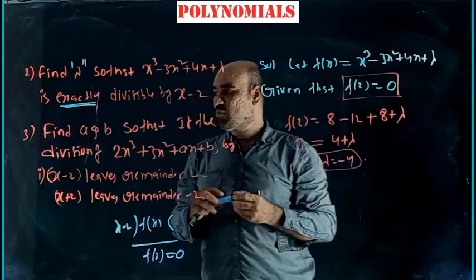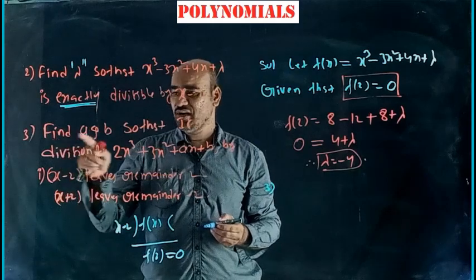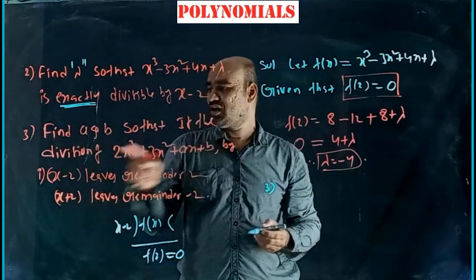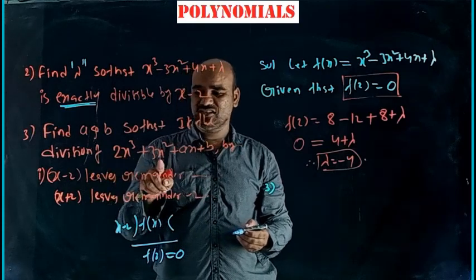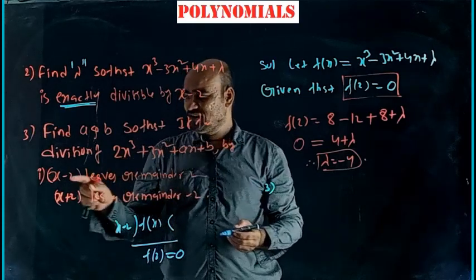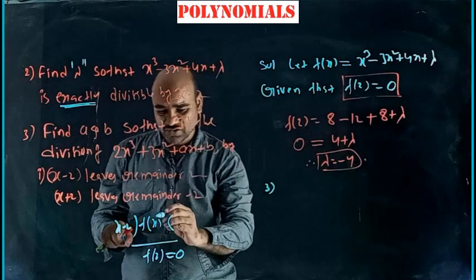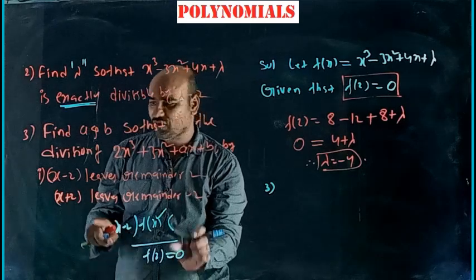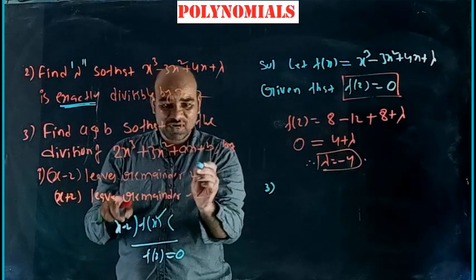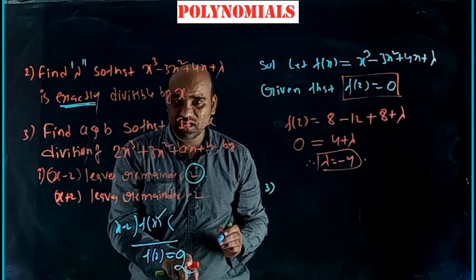Okay, see problem number 3. Find a and b so that the division of 2x cubed plus 3x squared plus ax plus b by x minus 2 leaves remainder 2. Same, if f of x is divided by x minus 2, the remainder is f of 2. Actual remainder is f of 2. According to this problem, the remainder is 2, which means f of 2 value is equal to 2.